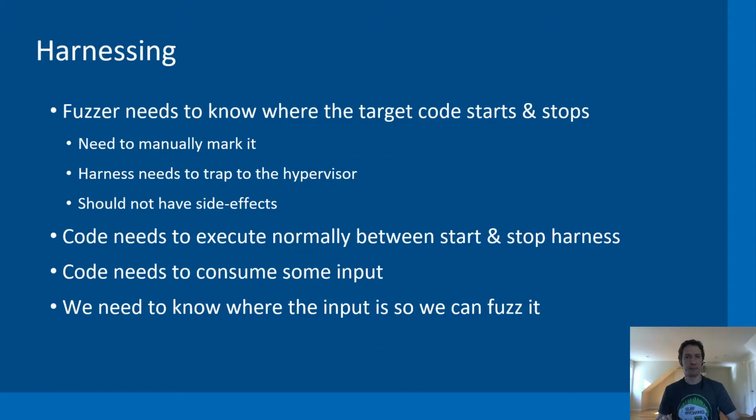Now, when you do fuzzing, one of the first steps is that you need to harness your code. And by harnessing, what this means is that the fuzzer needs to know where the target code starts and where it stops. Currently, these harnesses need to be manually placed into your target code. And the harness needs to be something that traps to the hypervisor and should not have any side effect on the code itself.